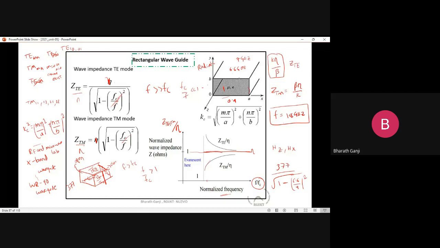Okay, because matching at those frequencies becomes very difficult. Instead, for example, I want to use this waveguide around frequencies of 10 gigahertz or so, not even 10, let's say even higher, 12 gigahertz or 11 gigahertz. If I use it at those frequencies, then you can see at 11 gigahertz or so, what will be fc by f? 6.6 divided by 11, you get around 0.6. Okay, then also it is not so good a number.